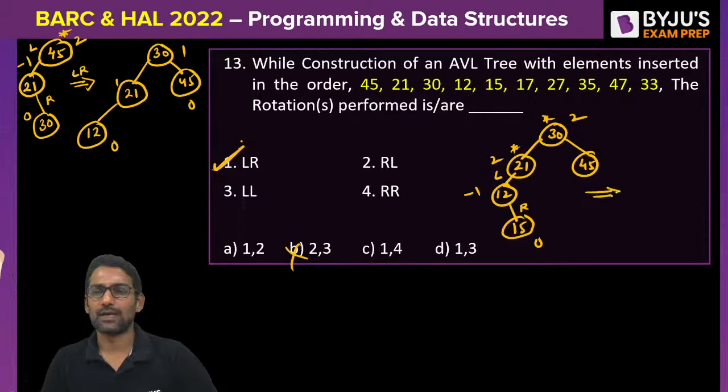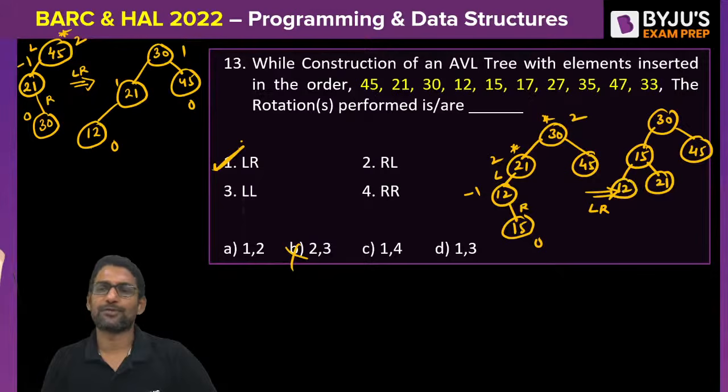So when you do LR rotation again, other part of the tree will be unaffected. 15 will be root, 21 would be right, 12 would be left of 15. Now we insert 17. Where do I insert 17? 17 is bigger than 15 but smaller than 21. So left to 21.